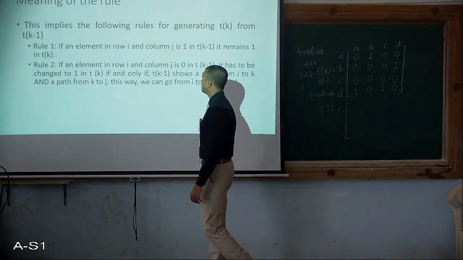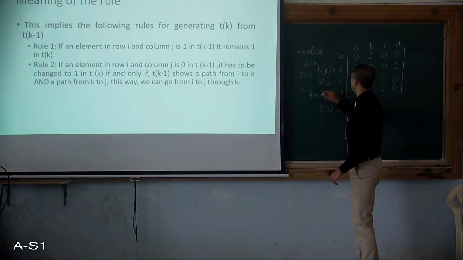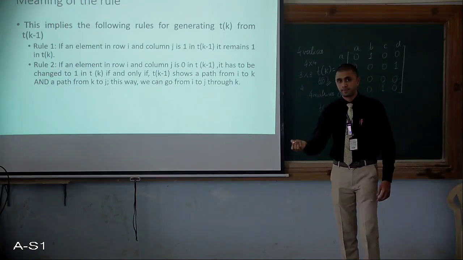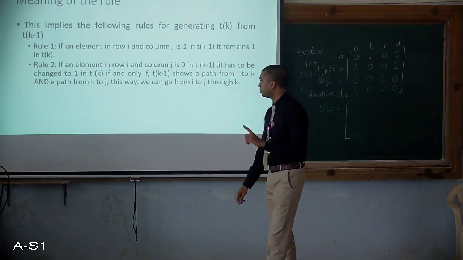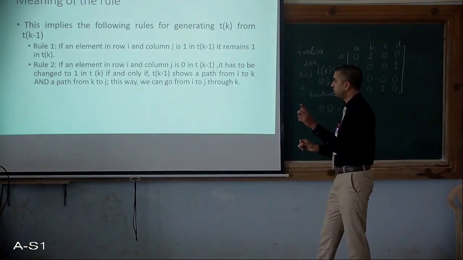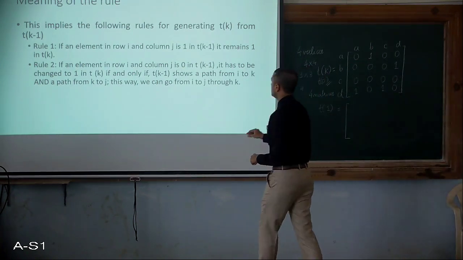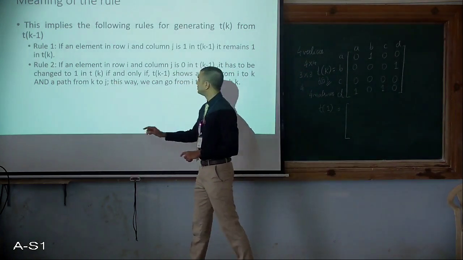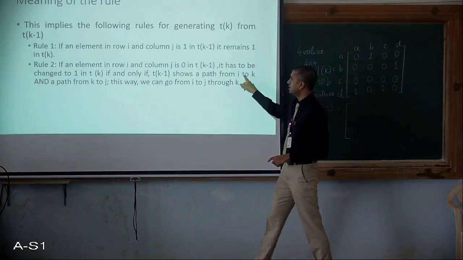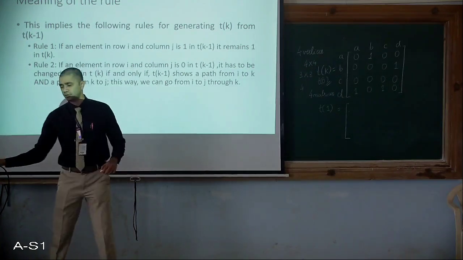The second rule: if an element in the ith row and jth column is 0 in T of k minus 1, it has to be changed to 1. I am going to check whether that 0 can be converted to 1. Can I have a path between 2 vertices using an intermediate vertex? This is what it means. How do you change it to 1? If and only if T of k minus 1 shows a path from i to k and a path from k to j. Let's see what is i, k and j.